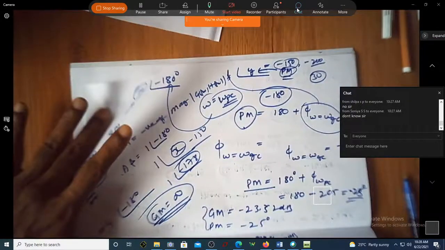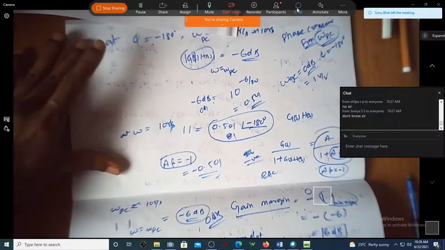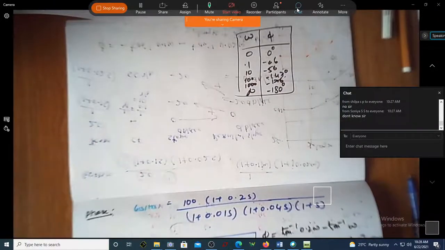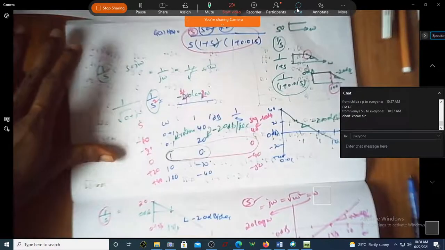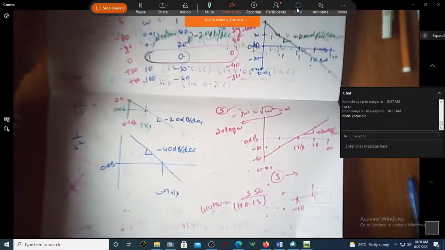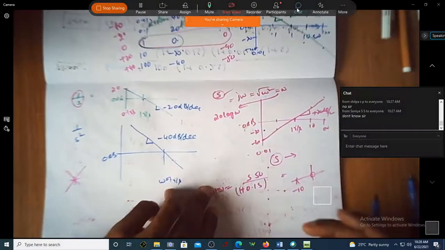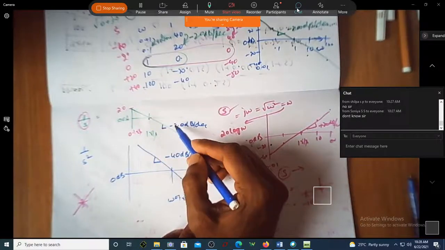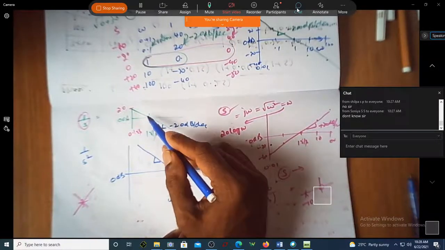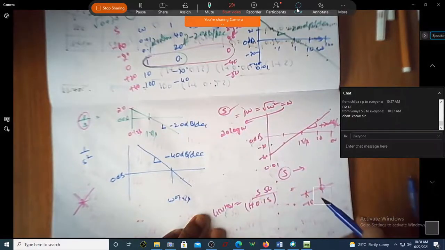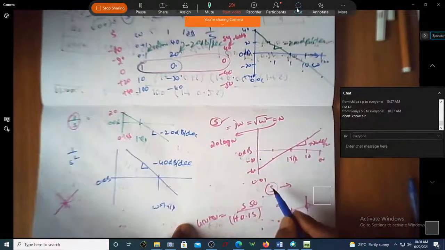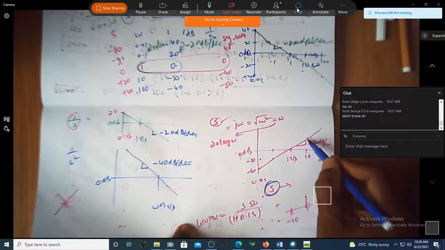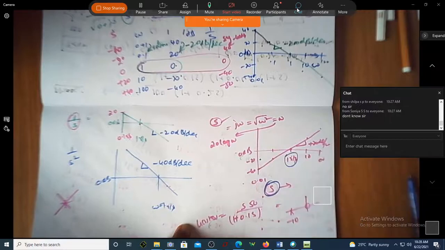Suppose you go back and see what we did for 1 over s. What did we write? See here. For 1 over s, is it not a straight line having a slope of minus 20 dB per decade passing through 0 dB at 1 radian per second? Yes, sir. How about for s now? Is it not a plus 20 dB per decade line passing through 0 dB at 1 radian per second?